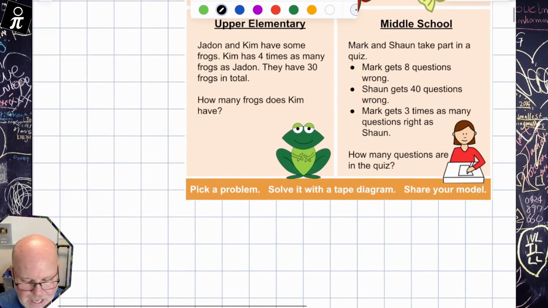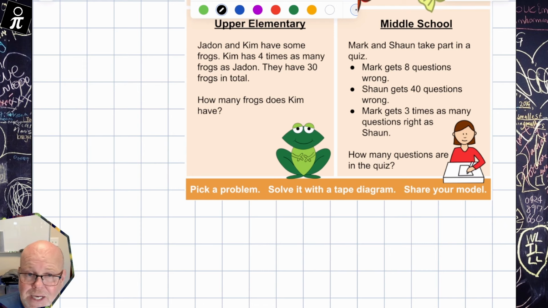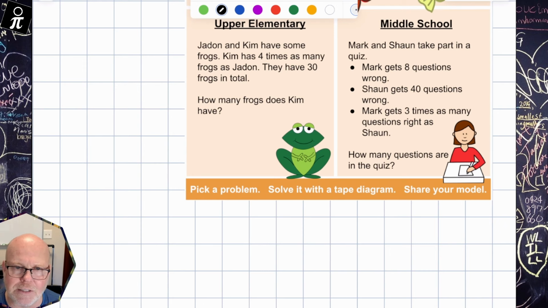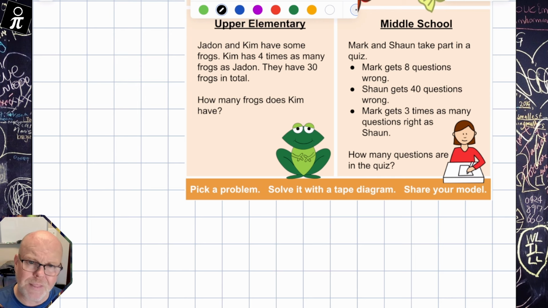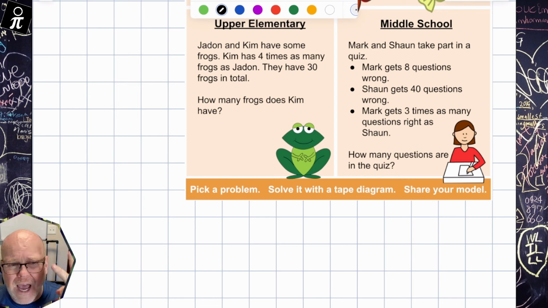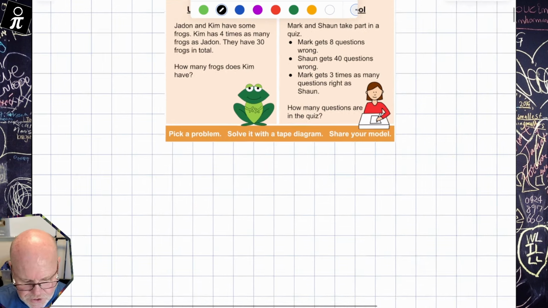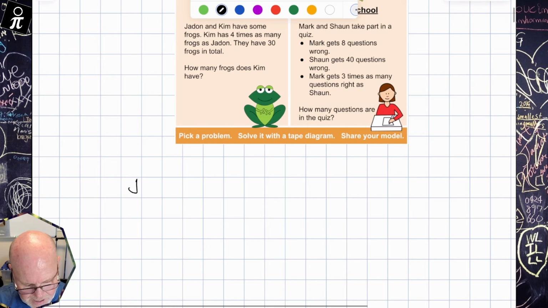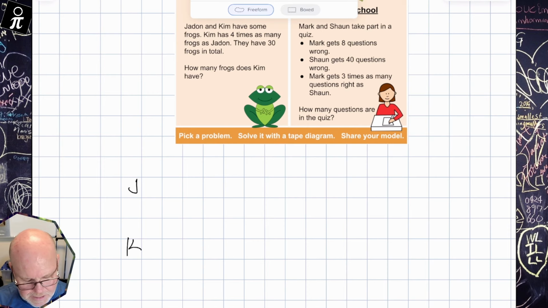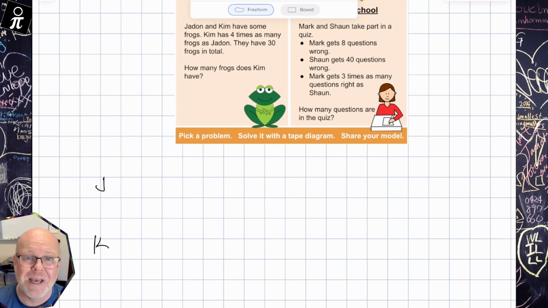All right. In the upper elementary, Jaden and Kim have some frogs. Kim has 4 times as many frogs as Jaden. They have 30 frogs in total. How many frogs does Kim have? So we have 2 characters. We have, let's see, Jaden, and we have Kim. All right. And because we have 2 characters, we're probably going to have, but not every time, 2 tape diagrams, 2 bars in our model.